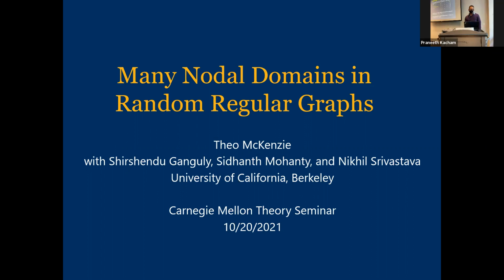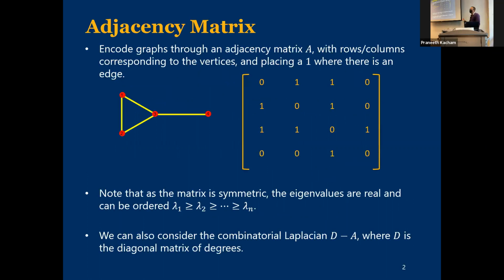Okay, so what we're going to be talking about is graphs and then adjacency matrices of graphs. For the adjacency matrix, we take the graph and have a matrix where rows and columns correspond to vertices, and then we put a 1 in an entry if the two vertices are connected by an edge. So this matrix is symmetric. The eigenvalues are real, and therefore they can be ordered.